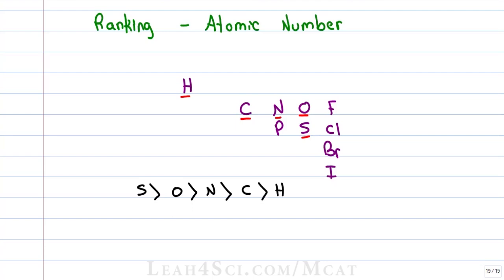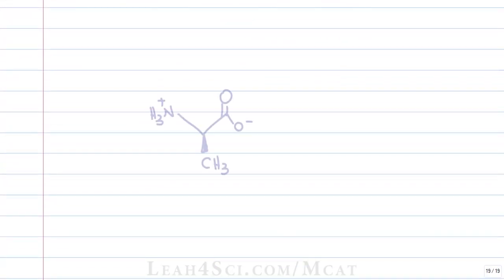If you're faced with 2 of the same atom, cross that out and go to the next atom, and then determine again, is it sulfur, which is highest, then oxygen, nitrogen, carbon, hydrogen, until you find a point of differentiation. I know I'm going through this quickly, but that's because I taught it in great detail in the stereochemistry series linked below. Let's try an example.